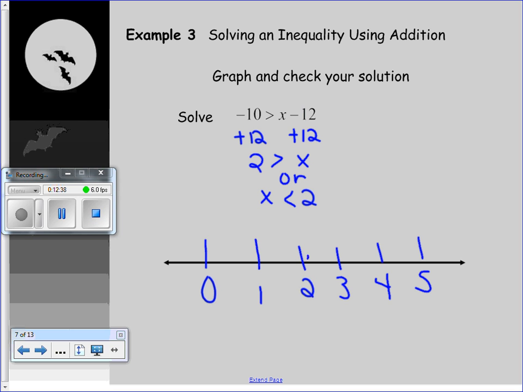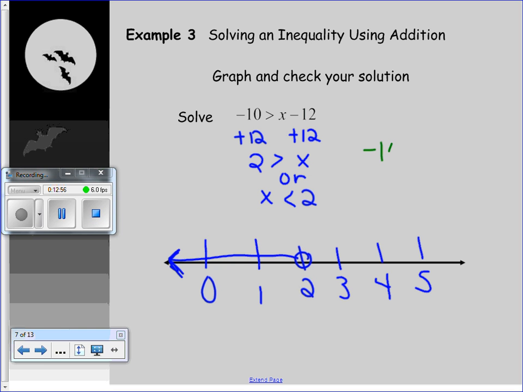It does not include the 2. So now I'm going to look at my inequality and know that x is going to be less than 2. Any number that is less than 2, I can plug in for the inequality to be true.